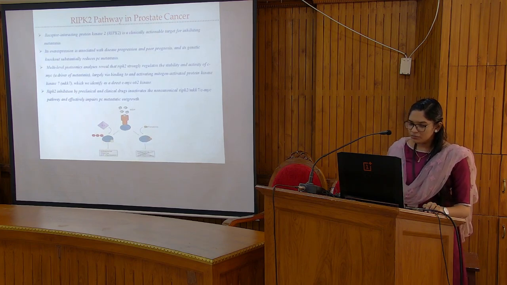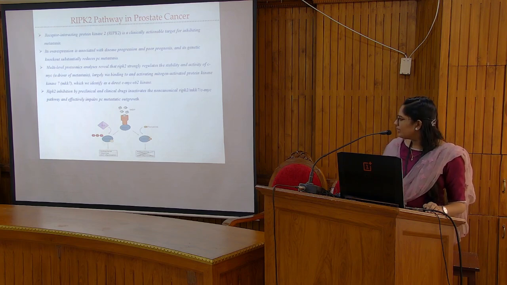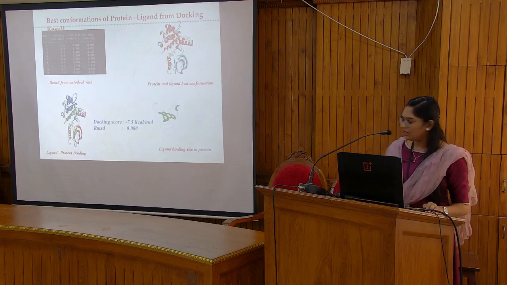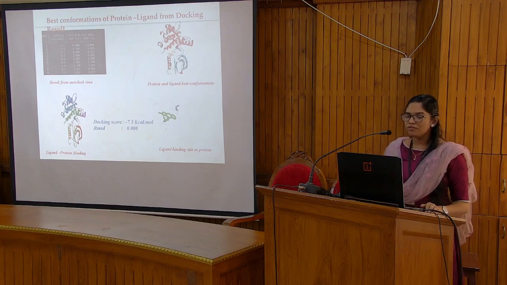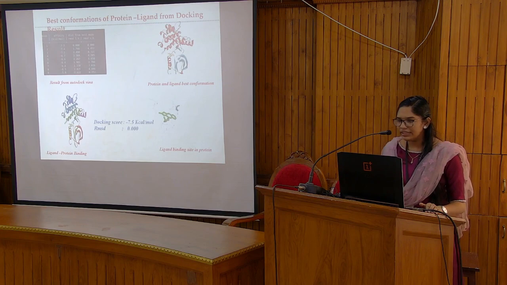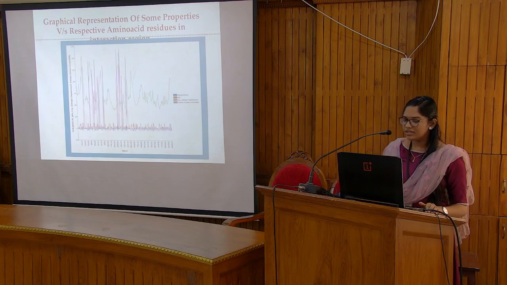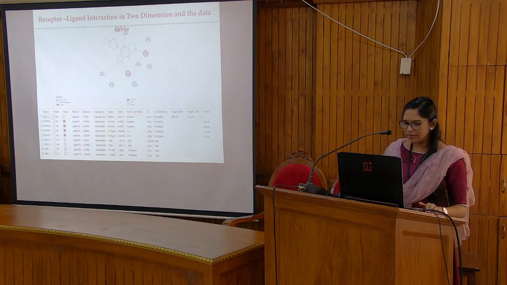Again, in the RIPK2 pathway, inhibition of the RIPK2 protein is required to impair the metastatic outgrowth of the cancer cell. The results I have obtained are shown in the slide. At the very first conformation, a binding affinity of minus 7.5 kilocalorie per mole is found to be the best conformation of the protein and the ligand. These are the interactions, and the graph plotting hydrophobicity, pKa, residual accessibility, and solvent accessibility against the amino acid residues is shown here. And this is a 2-dimensional representation of the same.